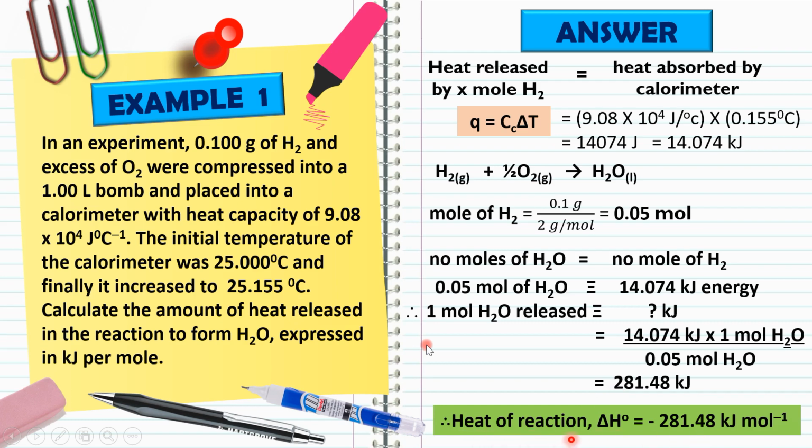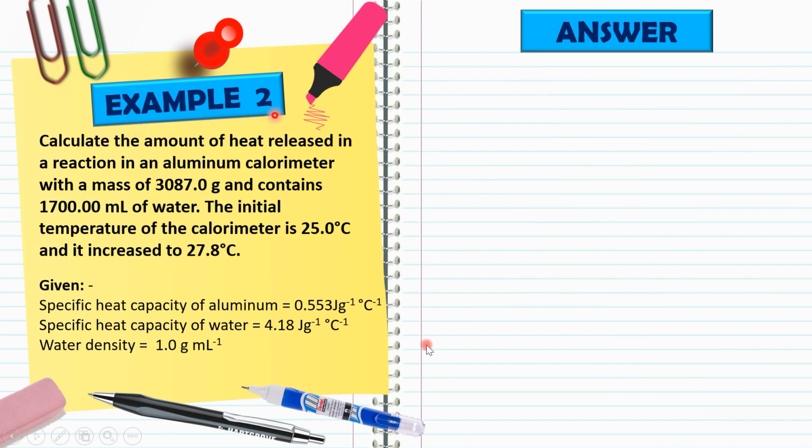Okay, heat of reaction delta H naught is equal to negative 281.48 kilojoule per mole. Okay, so we move to the second example.